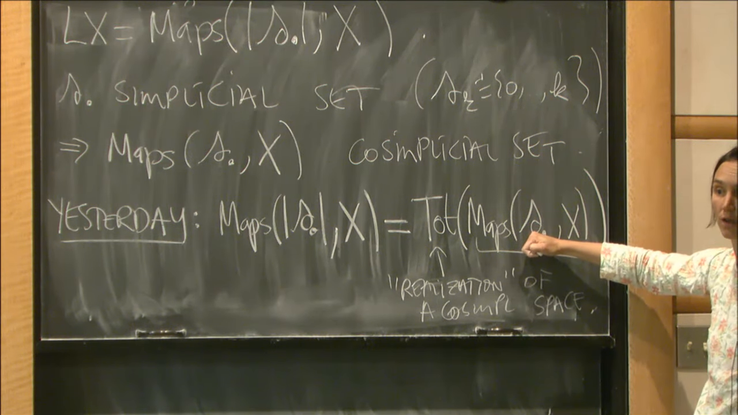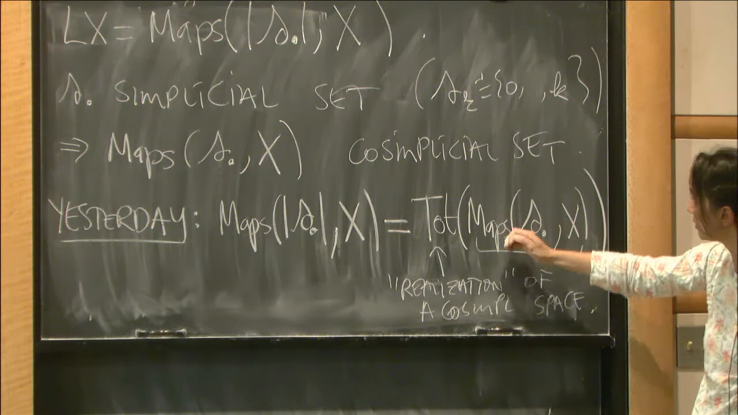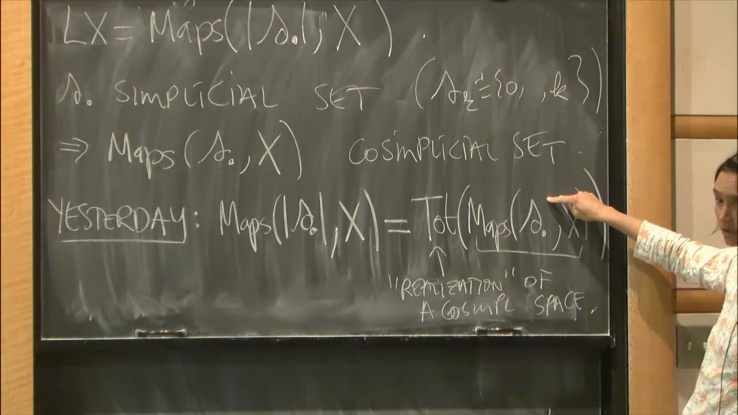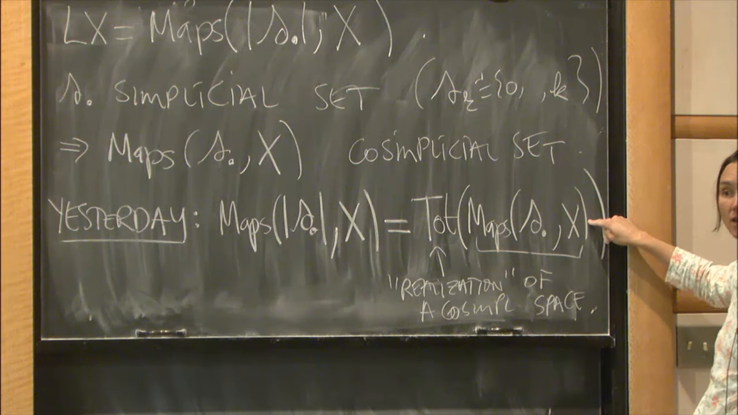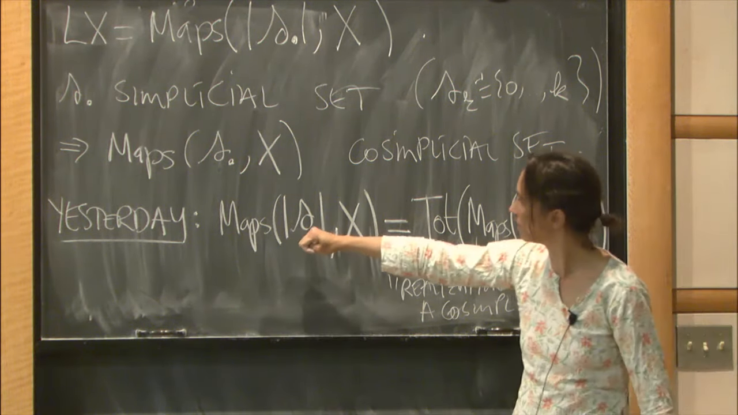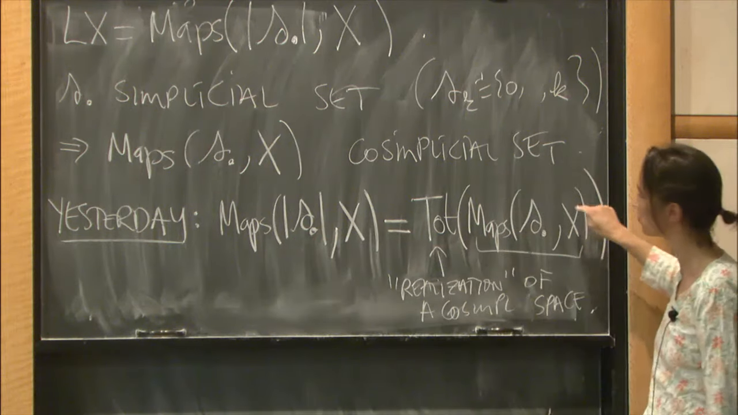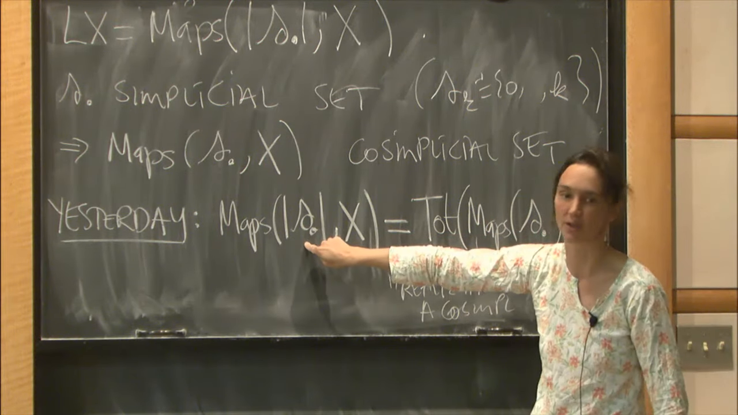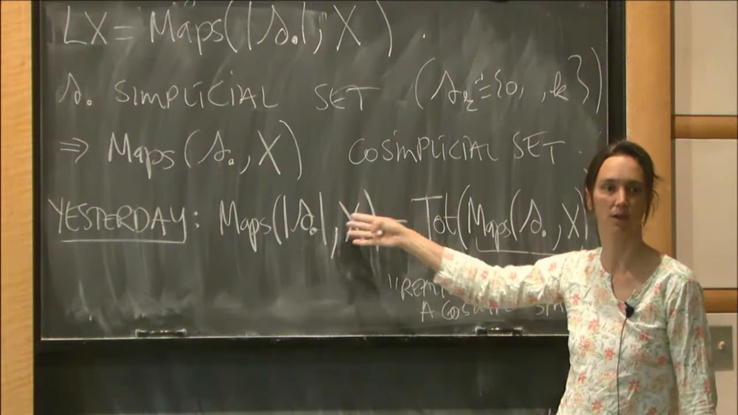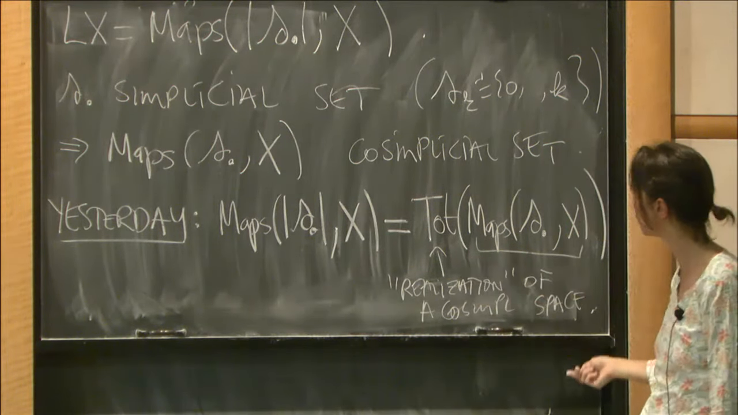Remember what it was? It was a product of maps from Sk cross delta k into X, satisfying some relations. And here I'm taking maps from delta k. Here I was crossing with delta k. There's a duality going on, but these things are equal. And so this is what we were writing yesterday.